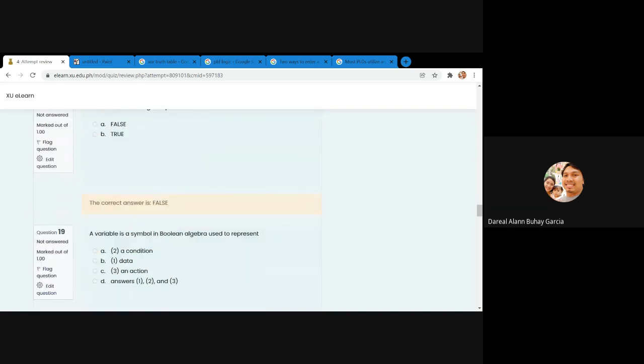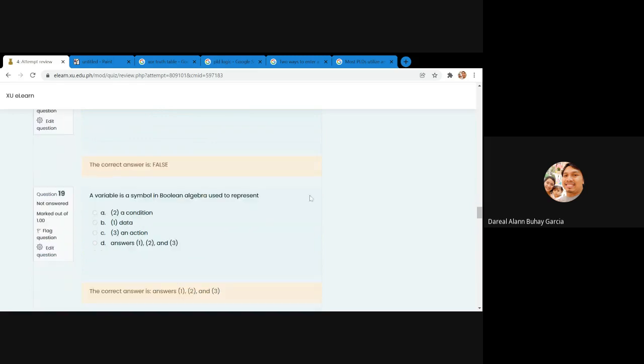A variable is a symbol in Boolean algebra used to represent a condition, a data, or an action. All of the above, answers 1, 2, and 3. A condition can be represented by 1 and 0. Data can be 1 and 0. An action can be 1 and 0.